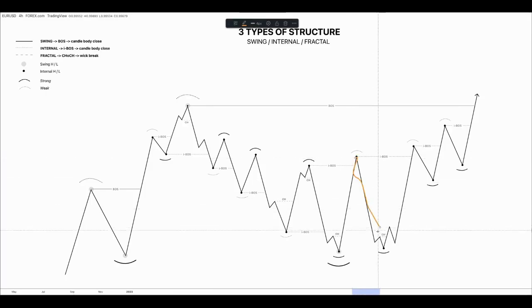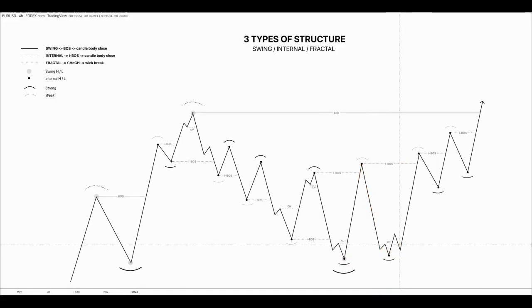Okay, so we get an internal pullback. This should be the new strong internal low, right? Because that's the internal range we're working within. So this trade here becomes a very high probability trade to look to buy, because this is when everything is aligned. Again, that signals the end of that internal pullback. Now price is ready to at least take out this high.